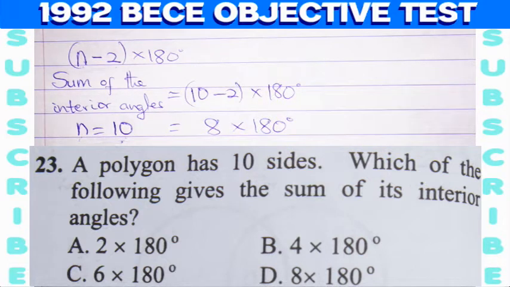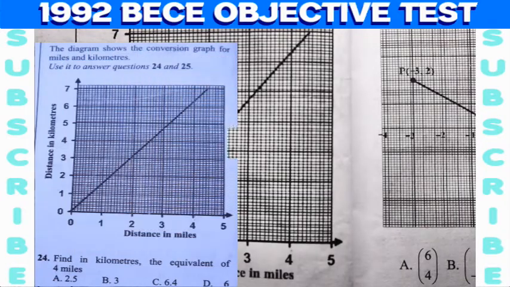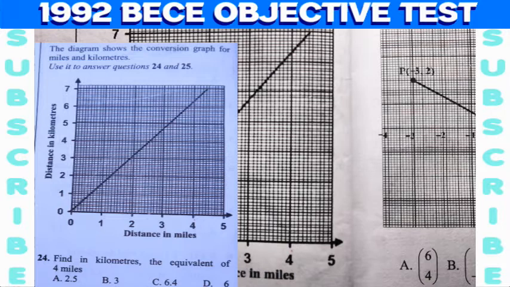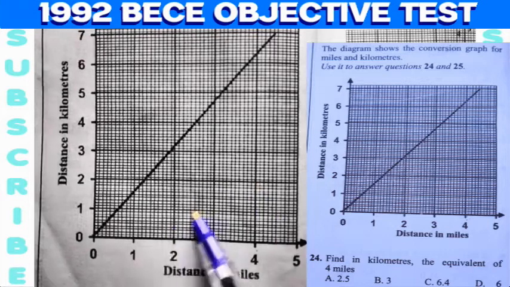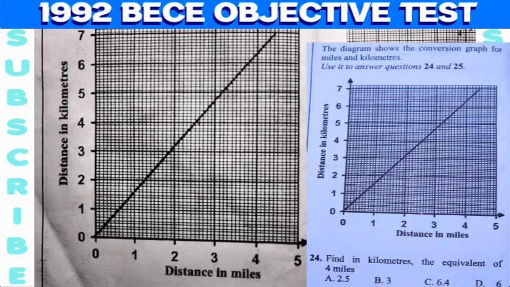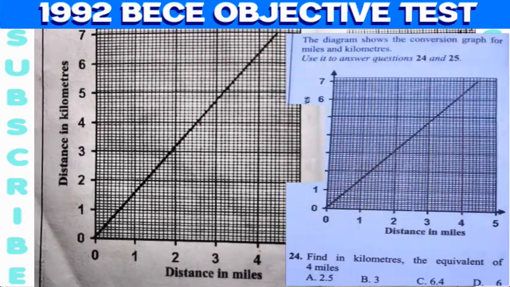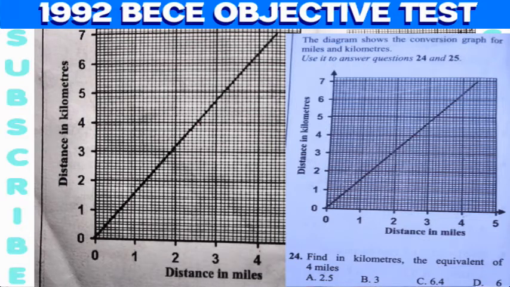And we are using the diagram to answer question 24 and 25. So I will display the diagram on the screen here, and then we take a look at how to find the answer to question 24 and 25. So from the question, the diagram shows the conversion graph for miles and kilometers. Use it to answer question 24 and 25. All right, so with this particular question, the x-axis we have distance in miles, the y-axis we have distance in kilometers. So 24 says find in kilometers the equivalent of 4 miles.